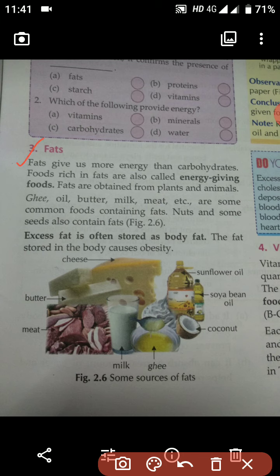Fats give us more energy than carbohydrates. Foods rich in fat are called energy-giving foods. Fats are obtained from both plants and animals. We can get fats from both plants and animals.